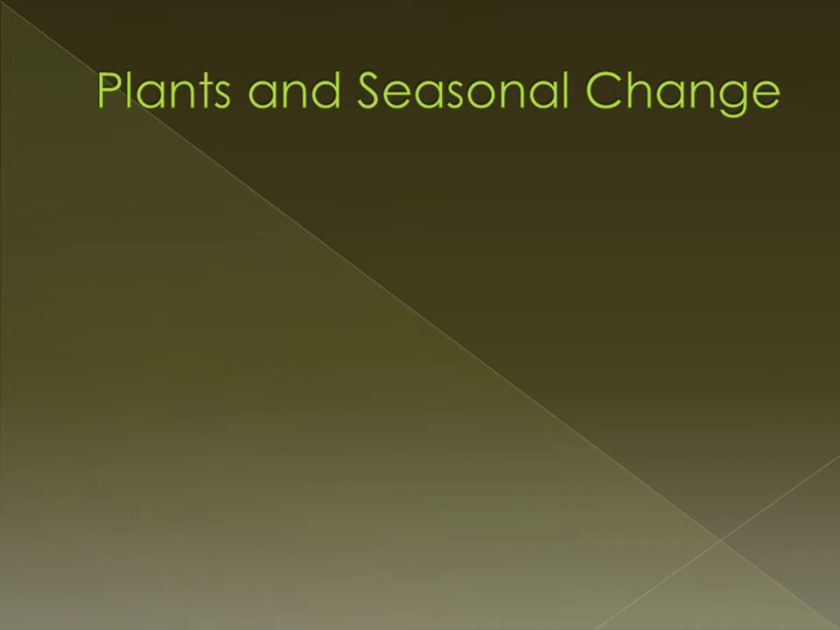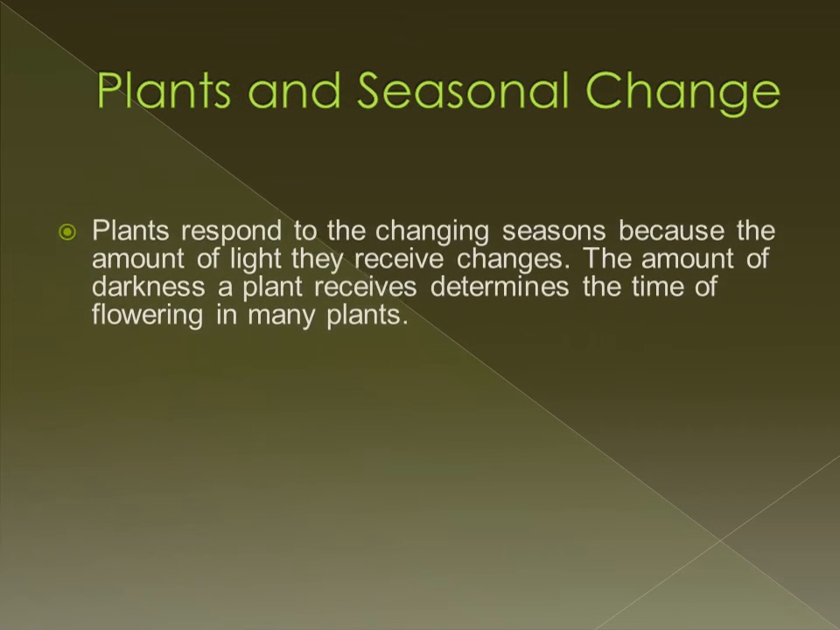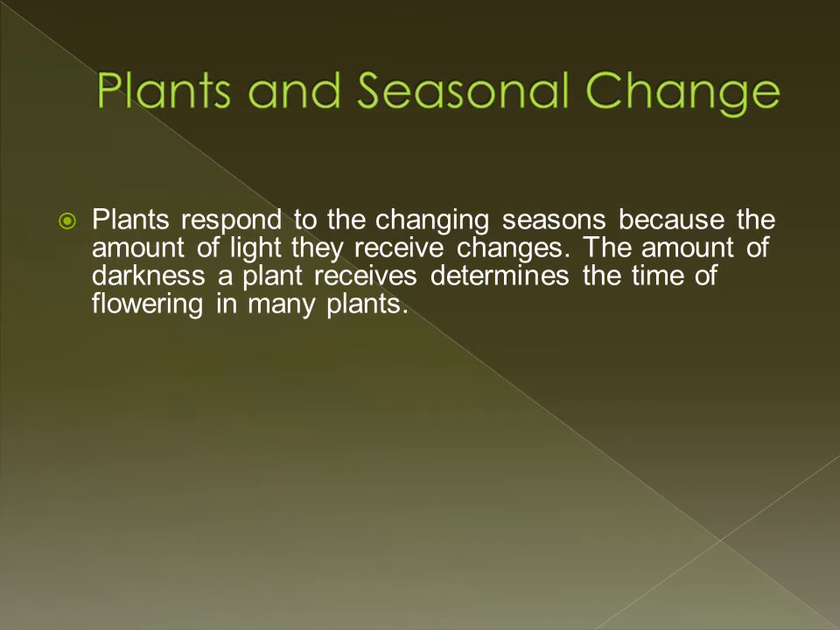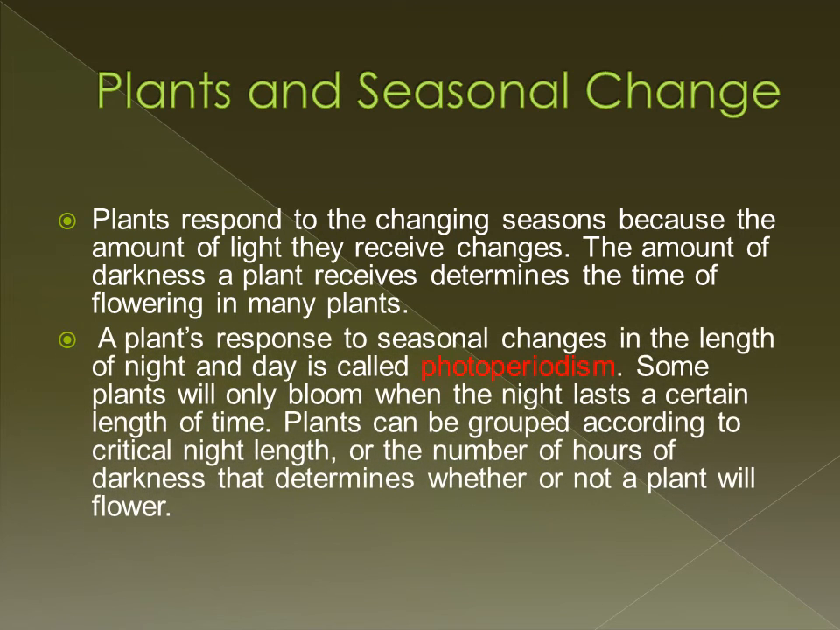Now plants and seasonal changes. Plants respond to changing seasons because the amount of light they receive changes. The amount of darkness a plant receives determines the time of flowering in many plants. You know that the flowering time may vary in many plants. It mainly depends on the darkness a plant receives.